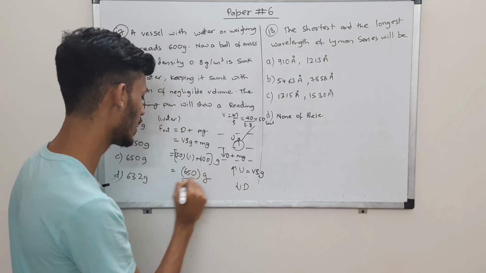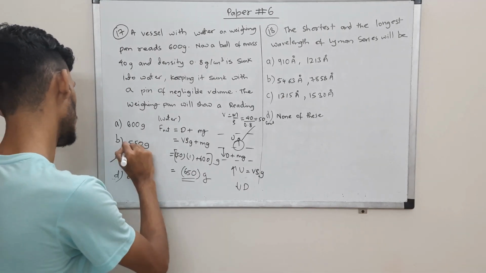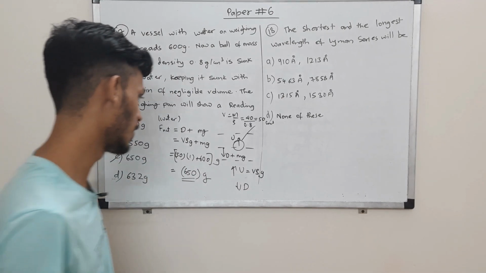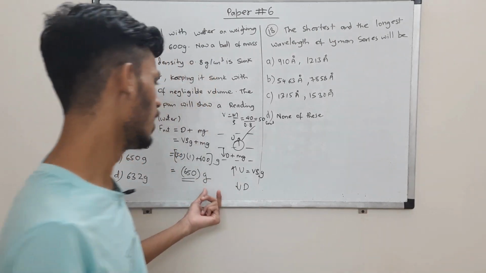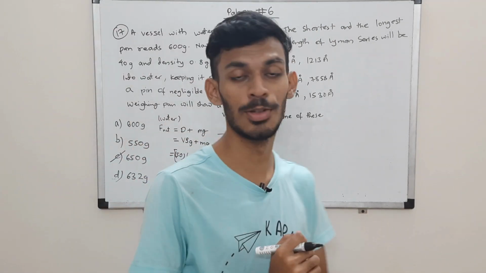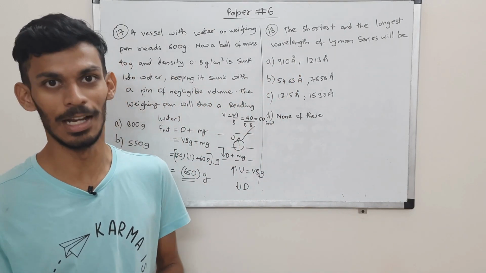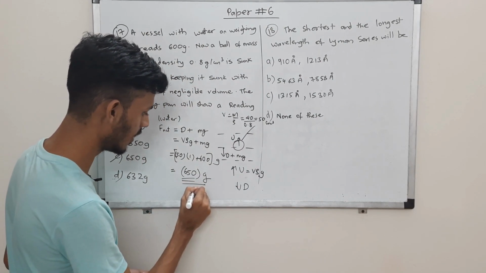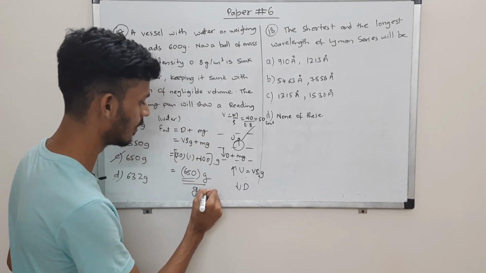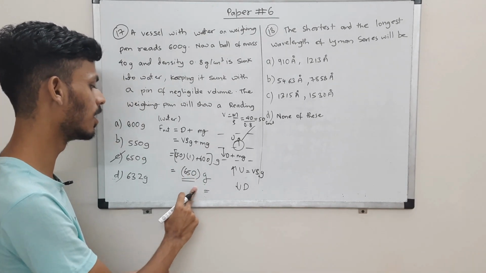This is the reading that your weighing scale will show. That is option C, 650 grams. This g is not grams, this is acceleration due to gravity. Your weighing machine just shows you the mass equivalent of your weight. So if you have 650 g, your weighing machine will divide this reading by g, so g and g will get cancelled, it will only show you the mass.